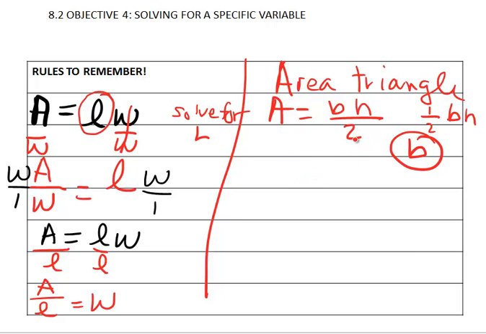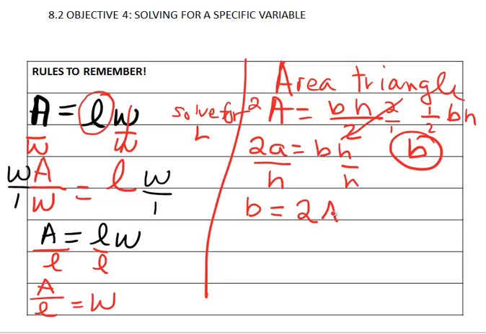First of all, let's take care of that 2. To make the 2 go away, I multiply both sides by 2. So I'll have 2a over here. I multiply by 2, that cancels out. So 2a equals base times height. And I have to get base alone, so I'm going to divide away the h. So in the end, base equals 2 areas divided by h. All I'm doing is rearranging the furniture. I'm not changing any values or anything like that.